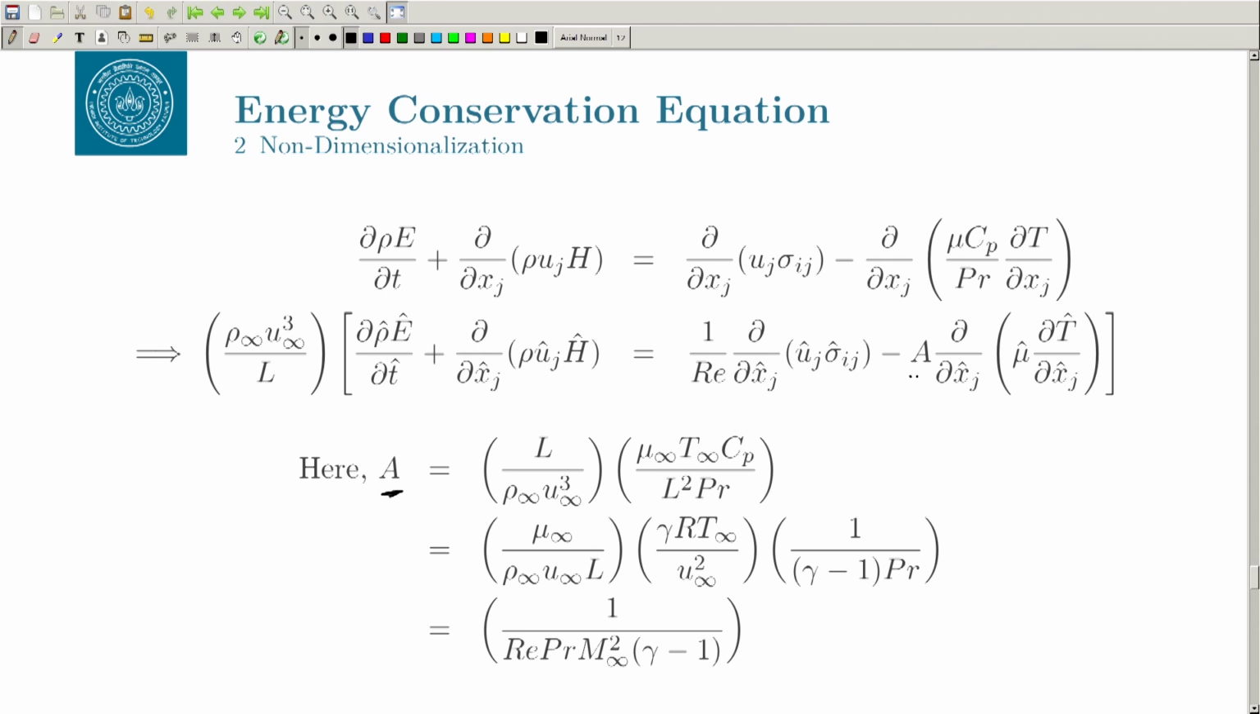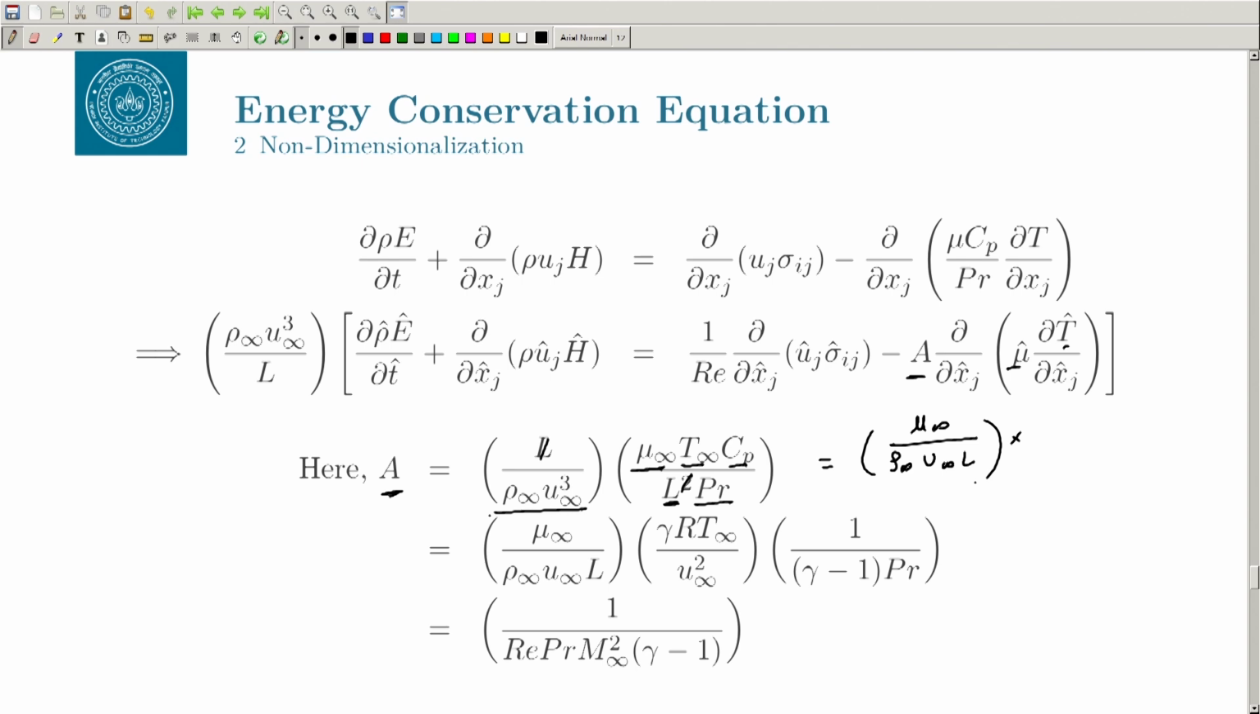So, this term is now A. We have taken this L by rho infinity cube here, and then you have this mu infinity T infinity term coming from here, then Cp is there, and then you will have L square, and then there is a Prandtl number. So, what you can do, you can express these terms into 3 different non-dimensional numbers. Because there is a presence of mu infinity, you can first sort out the Reynolds number. So, this is mu infinity by rho infinity u infinity L, and so you got this rho infinity u infinity L from here. Anyway, L square will cancel out.